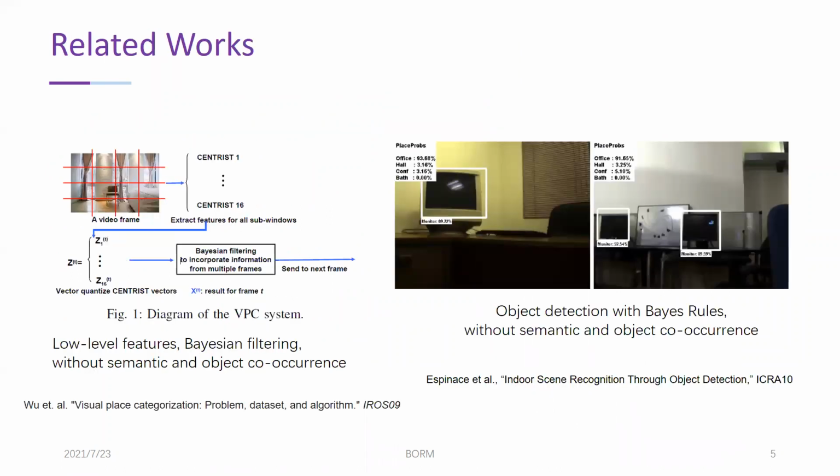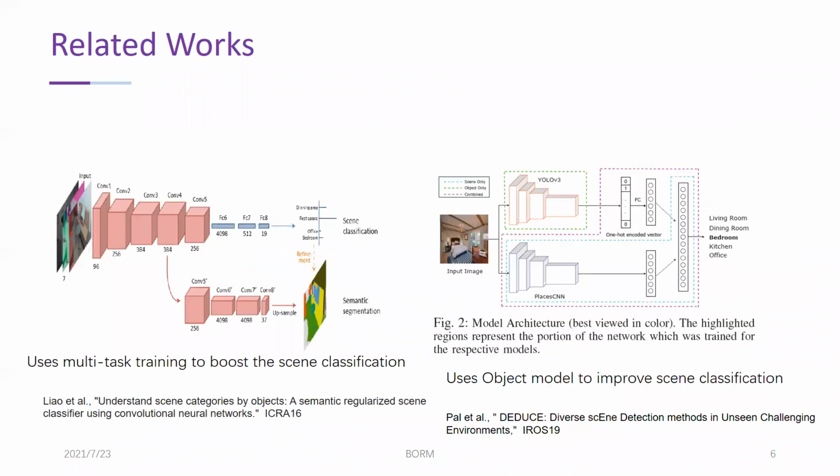The left figure uses the Bayesian filtering method to model scene recognition problems. However, it lacks the utilization of semantic information and is without the modeling of object co-occurrence. The right figure makes use of object detection to incorporate the semantic information with Bayes' rules. Nevertheless, it lacks the modeling of object co-occurrence. The left work uses a multitask training scheme to boost scene recognition performance yet lacks explicit semantic information and object relation modeling. The right work shows the object model and CNN used for scene recognition. Still, the object relation is not studied.